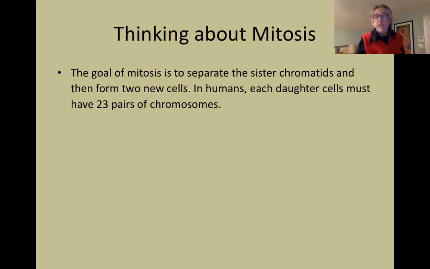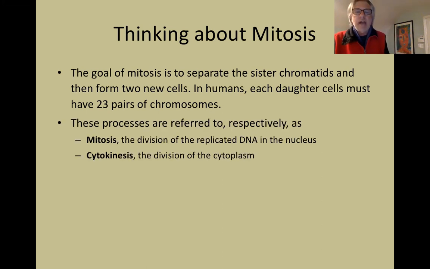And so in humans, each daughter cell must get 23 pairs of chromosomes. So that's a lot of individual chromosomes to separate. We're going to distinguish at times today mitosis, which is the actual division of the replicated DNA in the nucleus, from cytokinesis, which is the division of the cytoplasm and the separation of the two cells.